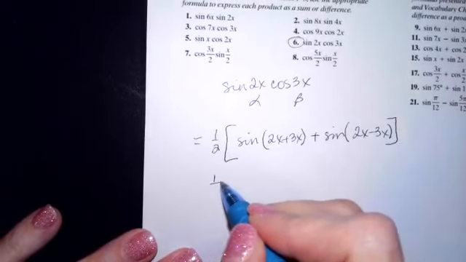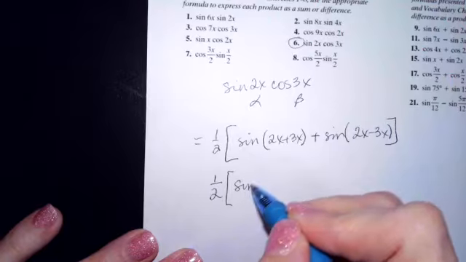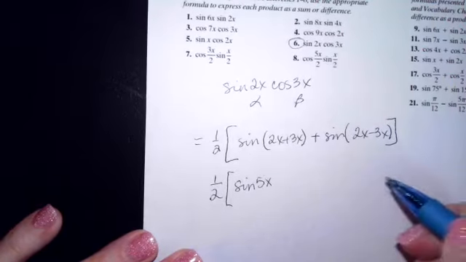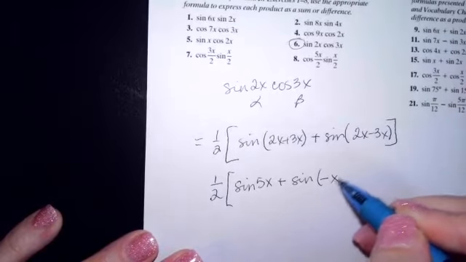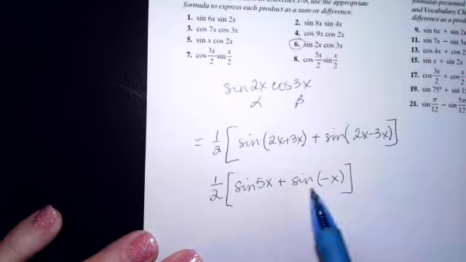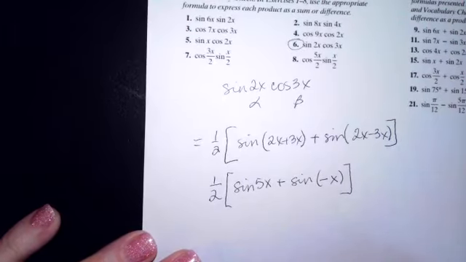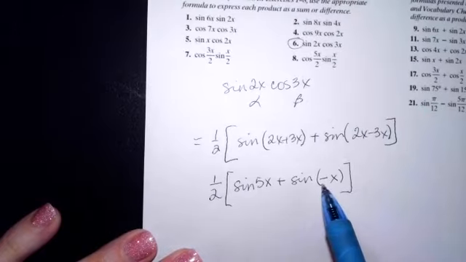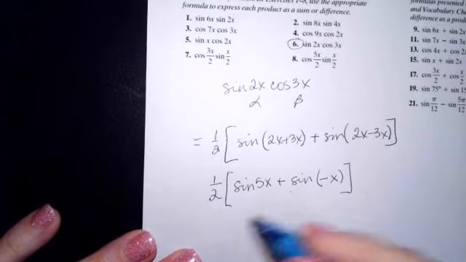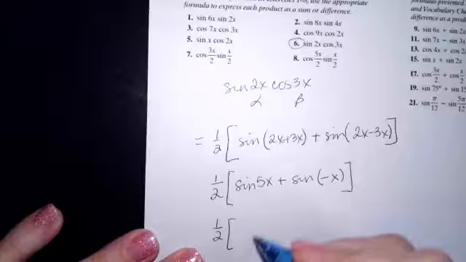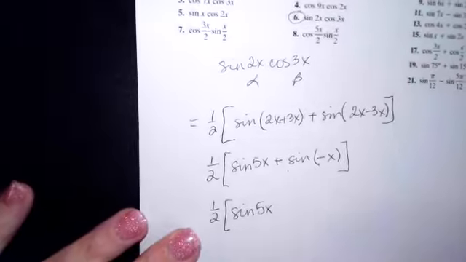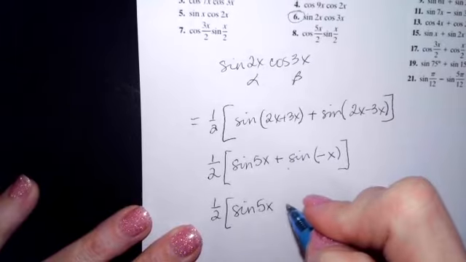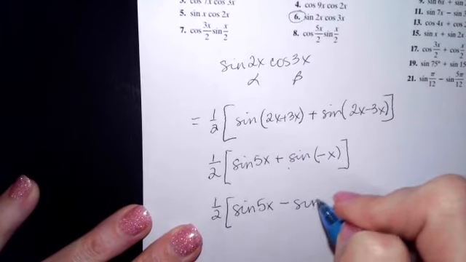Okay, so then simplifying this, we get 1/2 sine of 5x plus sine of negative x. Sine of negative x is an odd identity, and this can be written as negative sine x. So then this would be, in its simplest form, 1/2 times the expression sine 5x minus sine x.